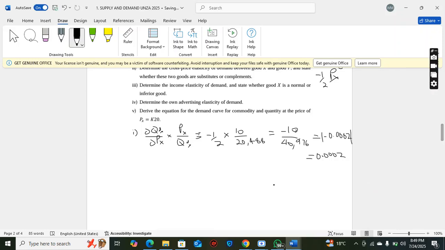Okay, so as I said, if your price elasticity of demand, PED, is less than 1.